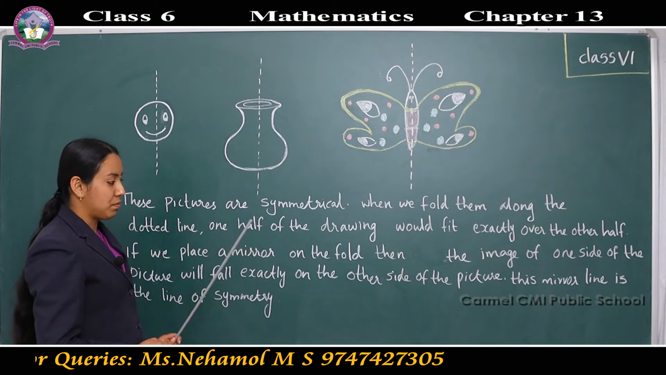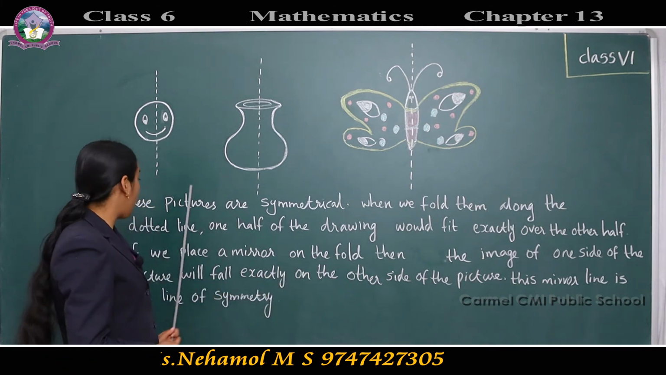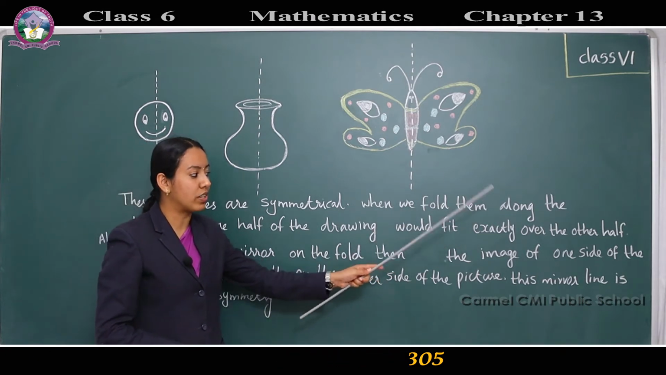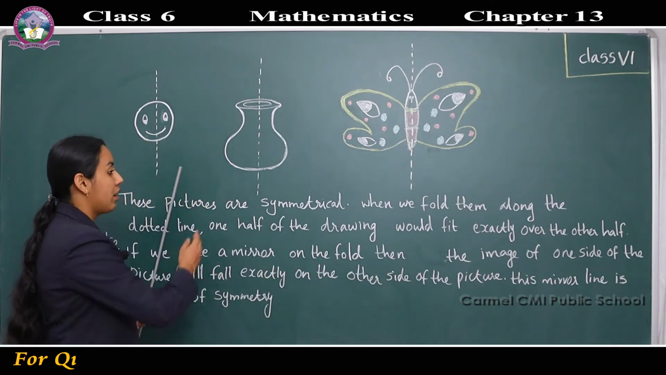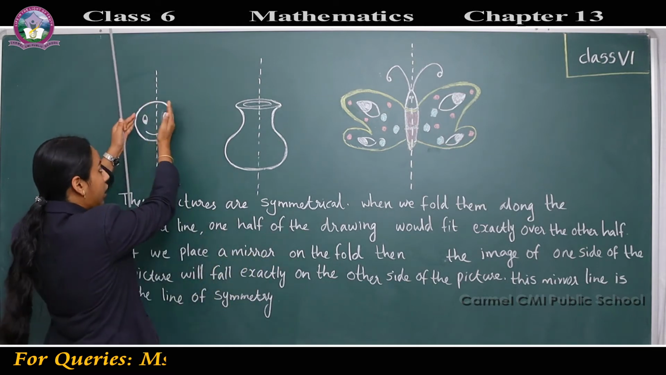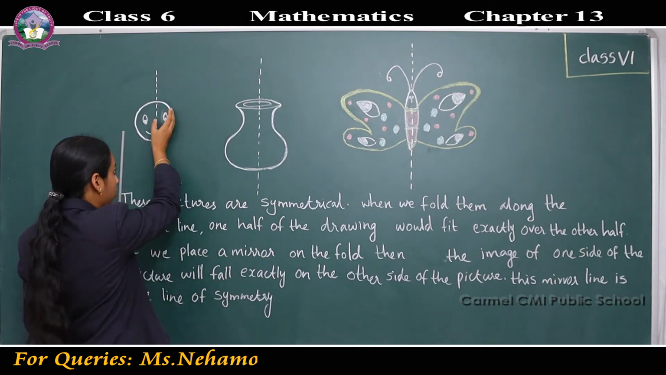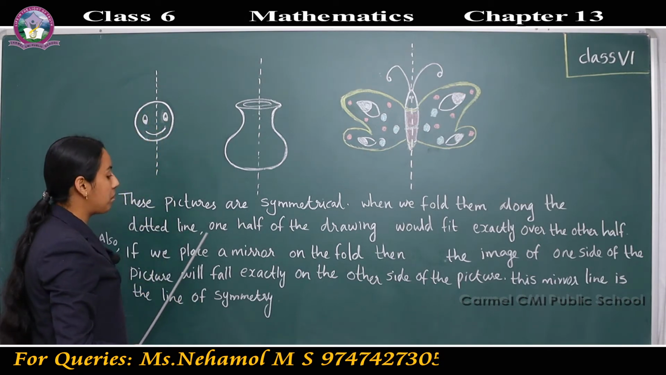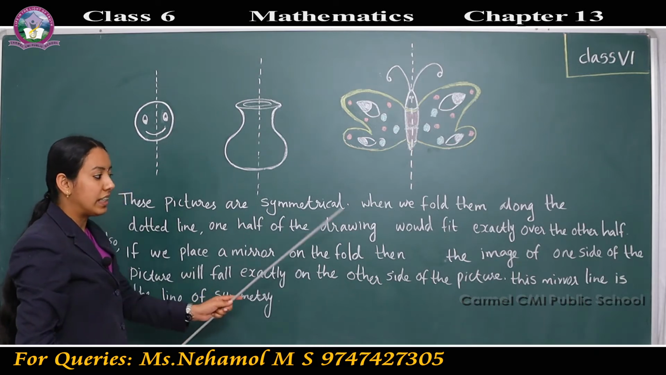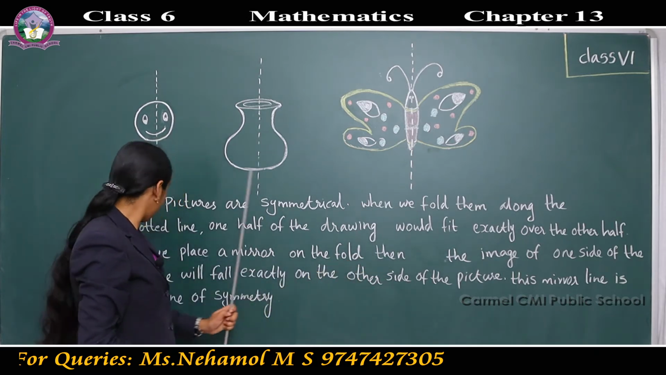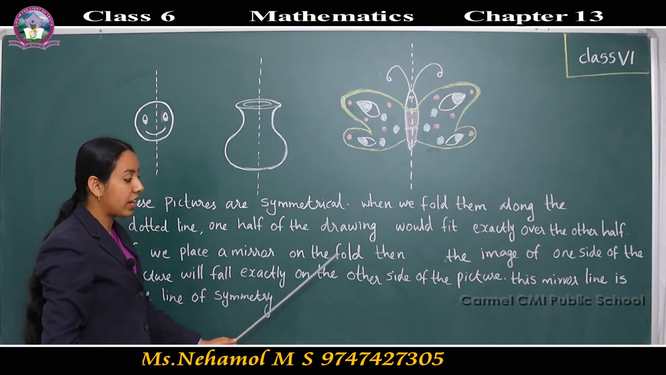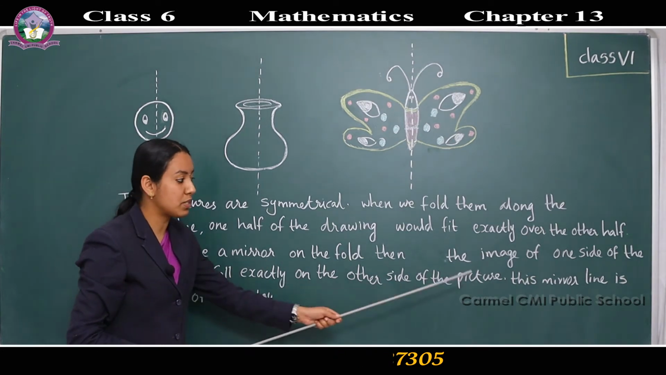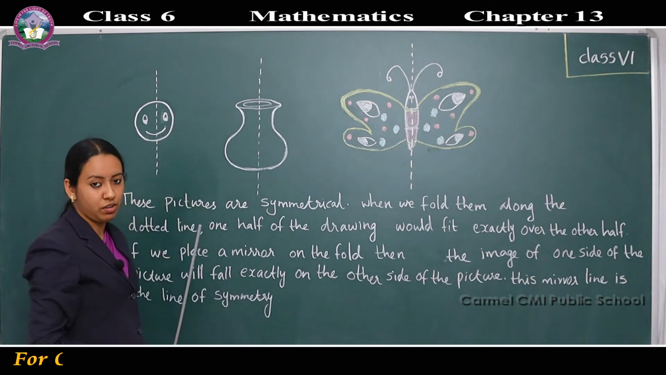When we fold them along the dotted line, one half of the drawing would fit exactly over the other half. Also, if we place a mirror on the fold, then the image of one side of the picture will fall exactly on the other side of the picture. This mirror line is the line of symmetry.